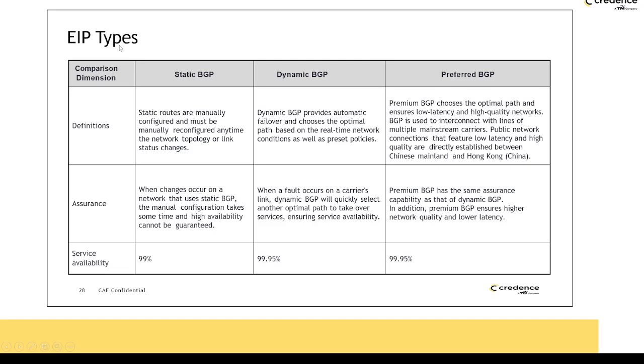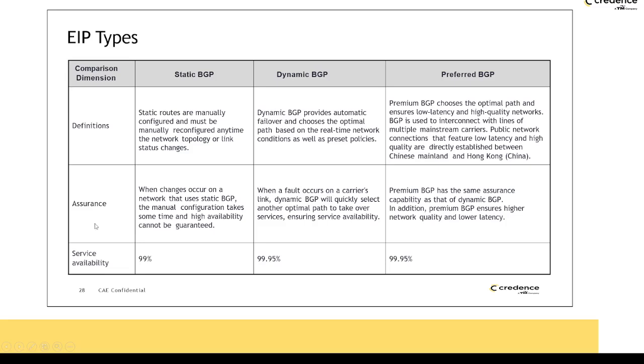Okay, the definition of static BGP is static route, manually configured, and must be reconfigured anytime the network topology changes. And for the dynamic, it provides automatic failover and chooses the optimal paths based on real-time network conditions and based on policy. The preferred BGP is premium BGP, chooses the optimal path and ensures low latency and high quality network. So this one uses interconnect with lines of multiple mainstream carriers.